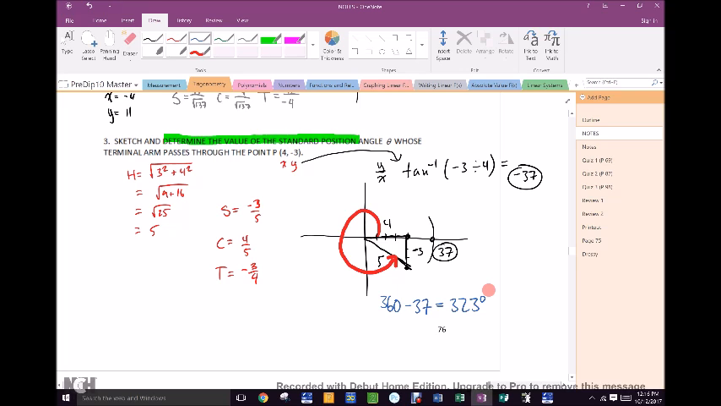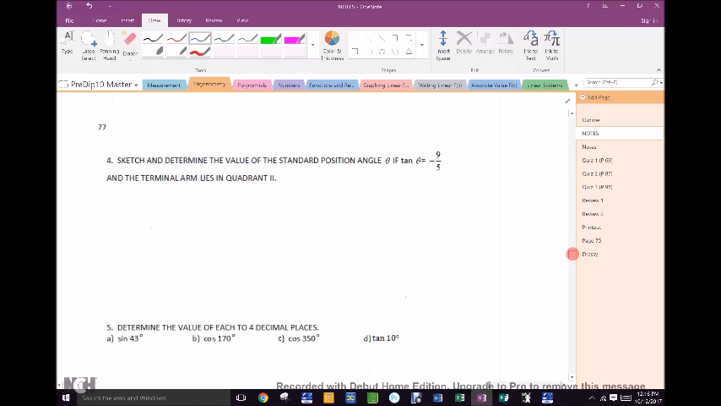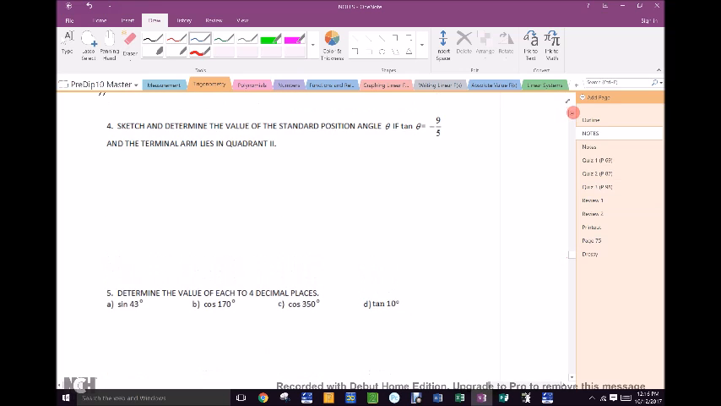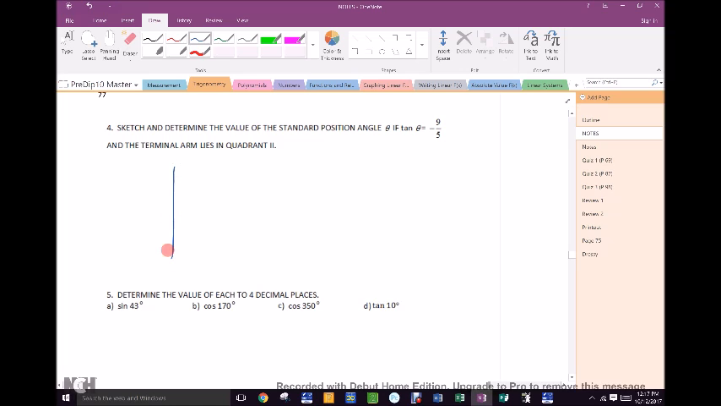Is everybody good? All right. Let's go to the next one. I want you guys to try this one. Sketch and determine the value of the standard position if that's your tan and the terminal arm lies in quadrant 2. So how do I draw that? What do I need first if I'm going to draw it? I need a coordinate plane. Where's the terminal arm? Go. You guys can figure this one out.